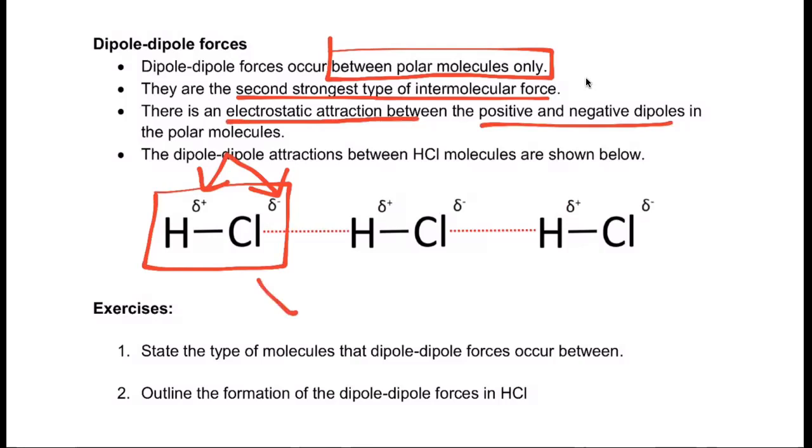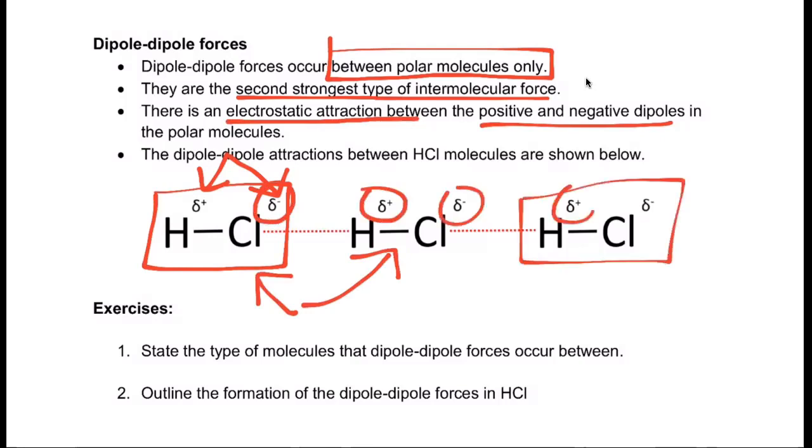So if I have this molecule of HCl and I put it nearby another molecule of HCl, they're going to arrange themselves so that the negative side of one is next to the positive side of another. And then here's a third one over here, and so it's doing the same thing. So this little dashed line right here, that is the dipole-dipole force, or the dipole-dipole attraction.